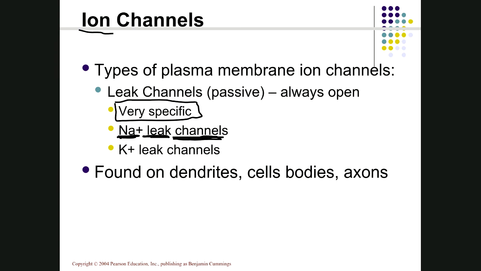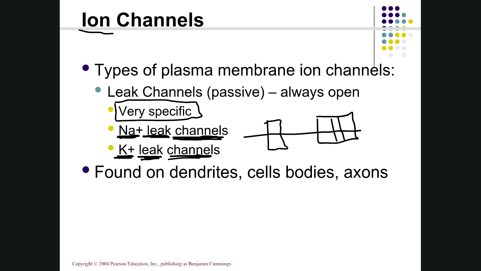But look at this, we also have potassium leak channels. And potassium leak channels won't let sodium go through, and sodium leak channels won't let potassium go through. So we have a special channel on each side. On each membrane, there's a special channel, and they're different from each other. So sodium can only go through a sodium channel. And potassium can only go through a potassium channel. They're very specific.